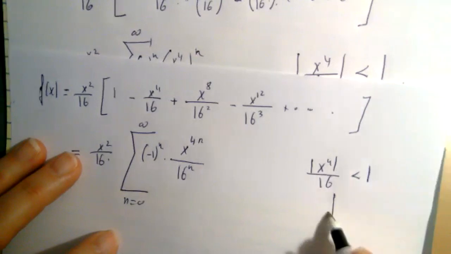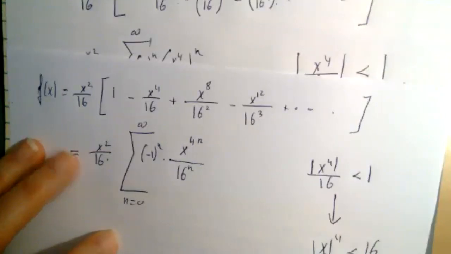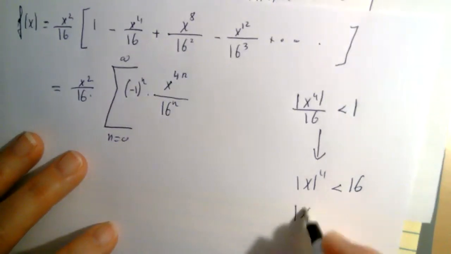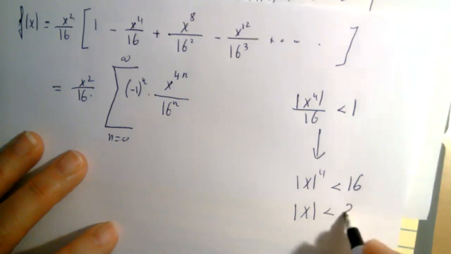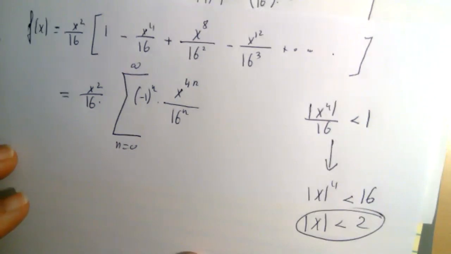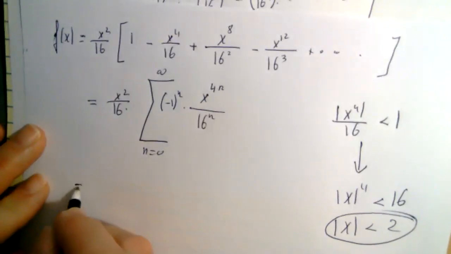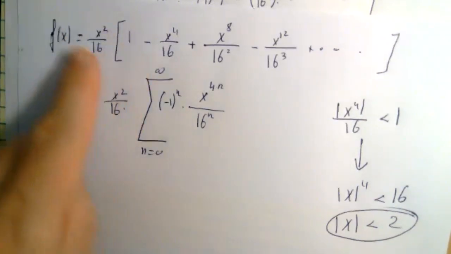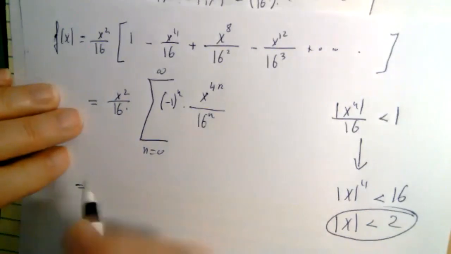So let us finish with that. It means x to the power 4 less than 16. It means absolute x less than the 4th root of 16, but this is equal to 2. So I'm done with the domain. Now my last step is I'm going to distribute this term and finalize the answer.